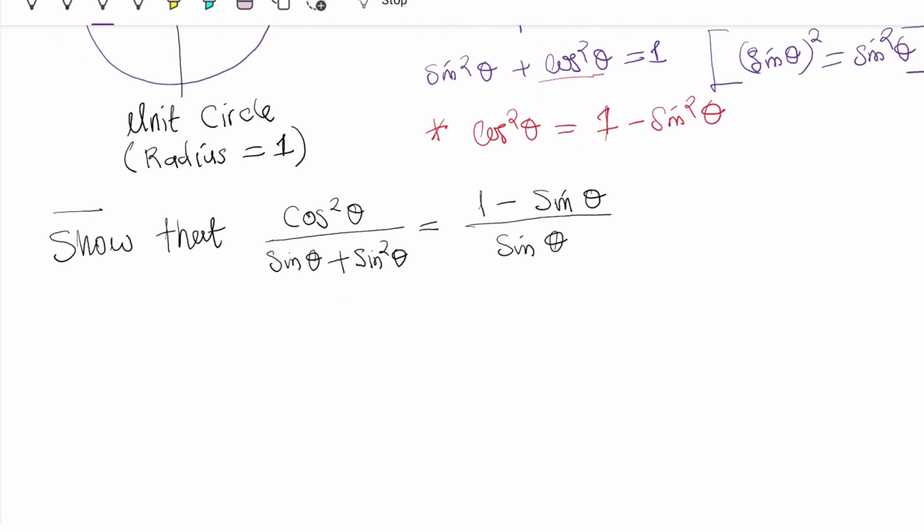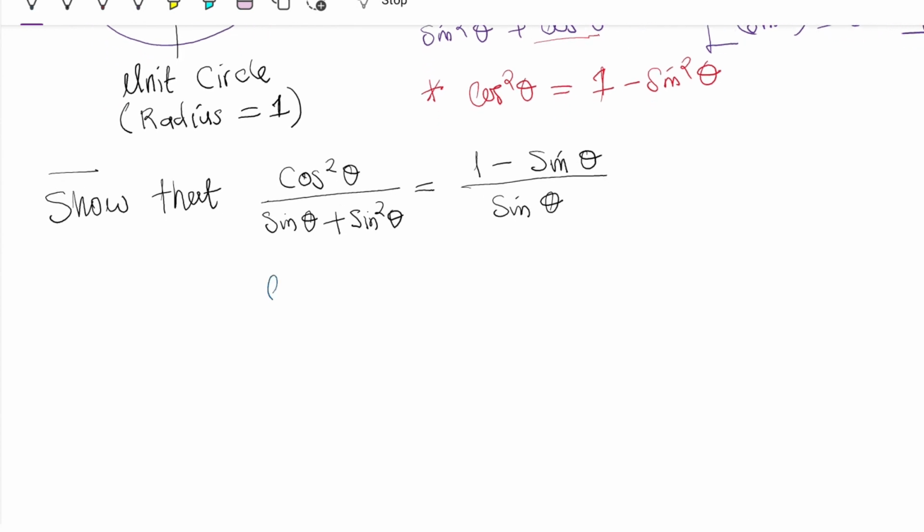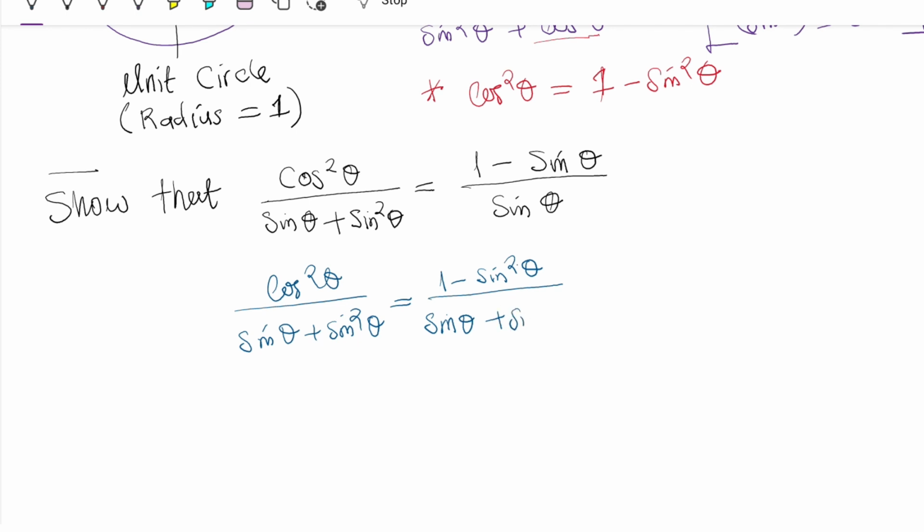Okay, so what do we do? Let us write. So I can write cos squared theta over sine theta plus sine squared theta is equal to, this will be 1 minus sine squared theta over sine theta plus sine squared theta.